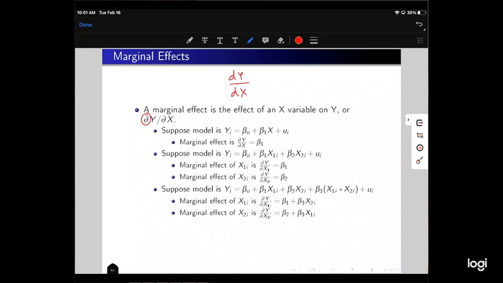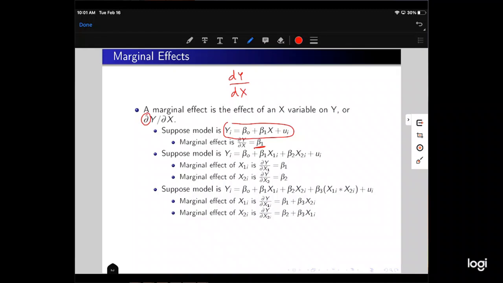So let's do an example here with a single variable model. The marginal effect of x on y is just going to be the derivative of this function with respect to x, which is dy/dx, and that gives us beta 1. So it's just getting us the slope, or the effect of x on y.